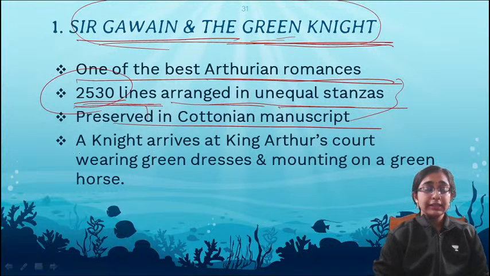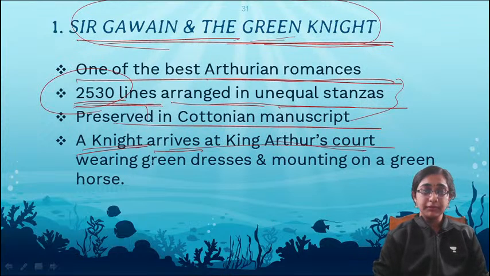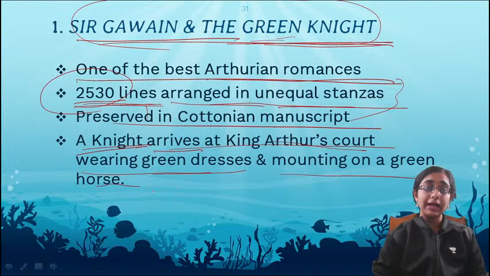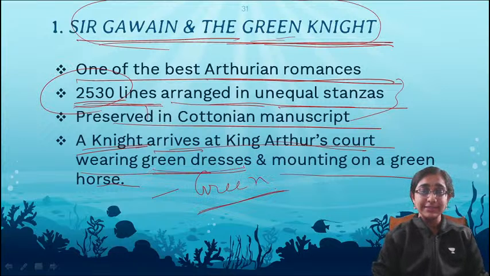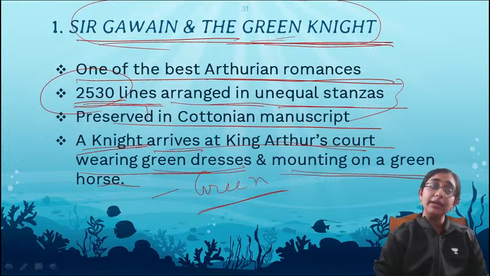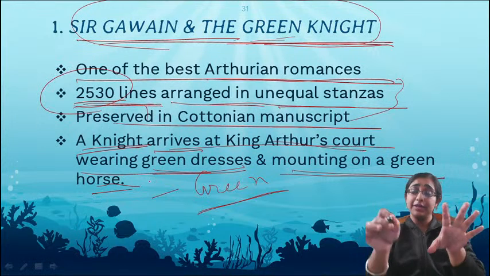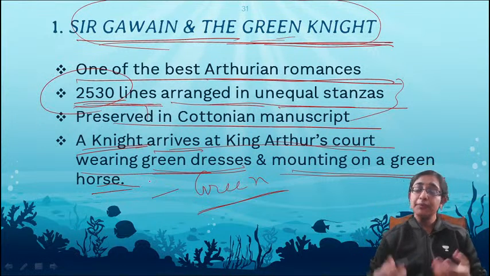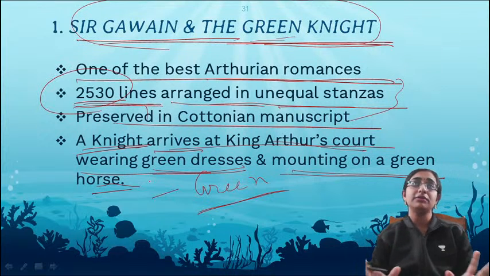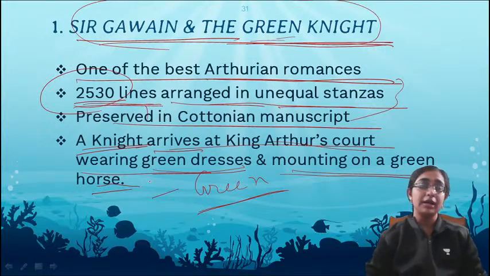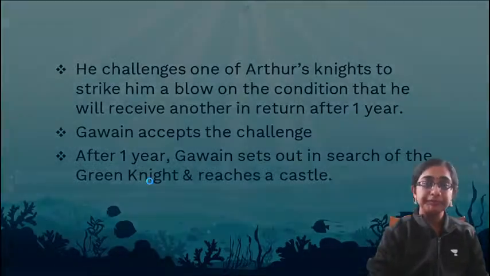What happened? A knight arrives at King Arthur's court wearing green dresses and mounted on a green horse. The knight's name is not given. He is called the Green Knight, because he wore green dresses and mounted on a green horse. One day he arrived at King Arthur's court. You can see that the appearance is very striking, right? Green dress, green horse. So once he came to King Arthur's court, what happened?